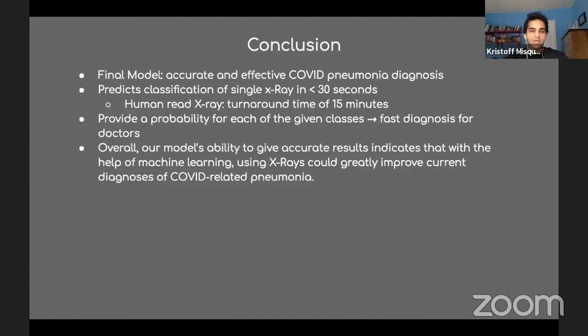So all in all, our transfer learning model's accuracy in identifying COVID-19 infected lungs shows that it certainly has potential applications in the medical field. But besides its accuracy, what exactly are its strengths? Well, using our web app, the model can predict the classification of a single X-ray in less than 30 seconds, as well as provide a probability for the scan belonging to another class.